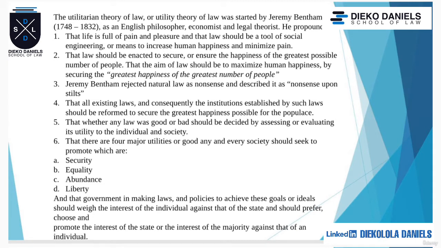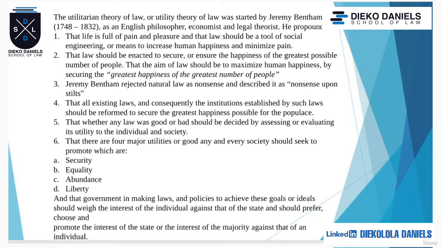Also, the government, in making laws and policies to achieve these goals, these are the goals of utilitarianism: security, equality, abundance, and liberty. If we are to make laws and policies to achieve these goals or ideals, the government should weigh the interest of the individual as against that of the state, and should promote the interest of the state or the interest of the majority against the interest of the individual at all times. The majority should always trump the interest of the individual. That is what Jeremy Bentham is saying.